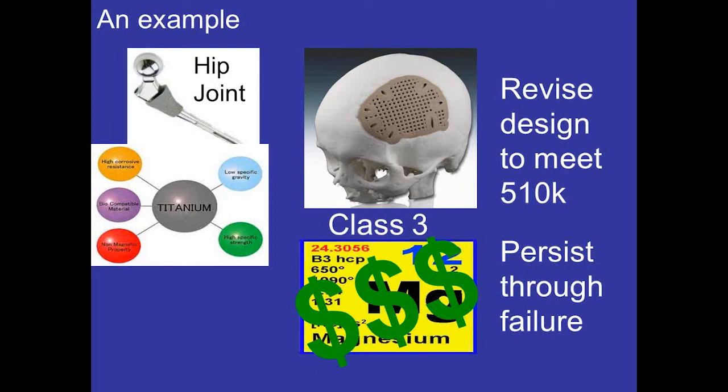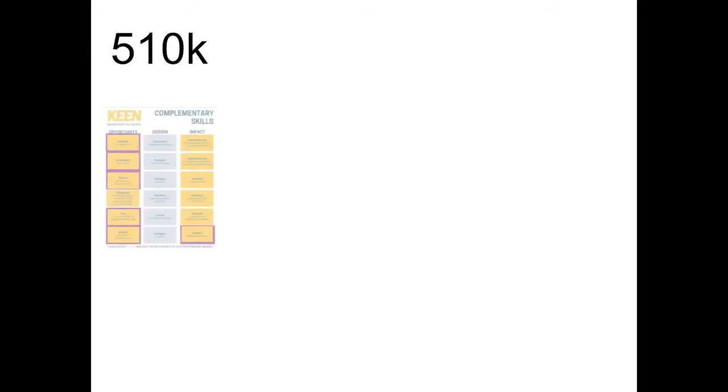They focus on making sure that their device meets a Class 2 designation. So if my students have done something that pushes them into Class 3, they need to redesign to pull it back to at least a Class 2. And I'm trying to teach them to persist through failure. And the failure here, it really isn't a failure, but just a failure to achieve a Class 2 designation.